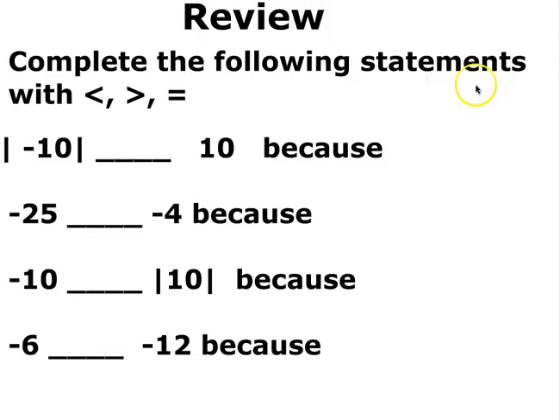and why. So the first one, we have the absolute value of -10 is, and you're going to fill this in with whichever symbol you think is correct, and you're comparing that to 10, and you've decided that's the case because, and then your explanation. Then we're going to look at -25. Notice there's no absolute value sign. -25, is it less than, greater than, or equal to -4? And your explanation why.